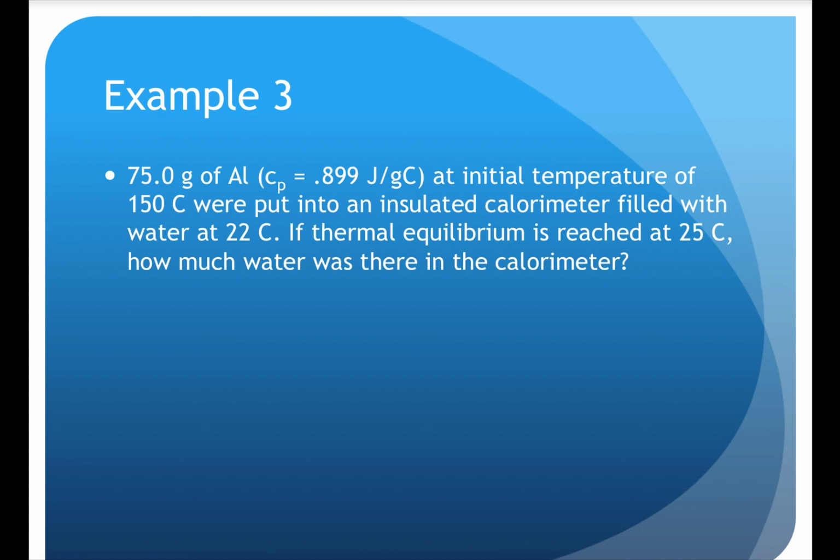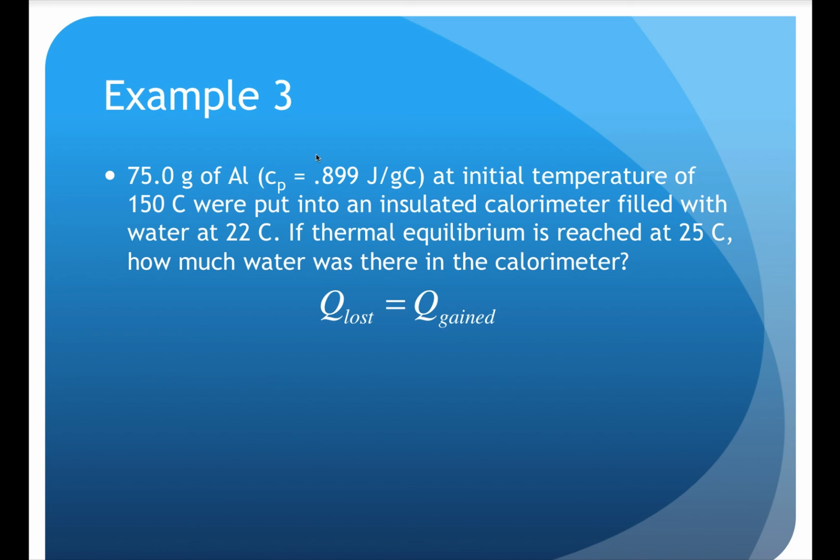So it's very important that this problem says that the calorimeter is insulated, because in this case you can be sure that energy that is lost by the aluminum is gained by water. And we need to figure out the mass of water. So the only way we can do it, we need to figure out how much energy was lost by the aluminum. That way we will know how much energy is gained by the water.